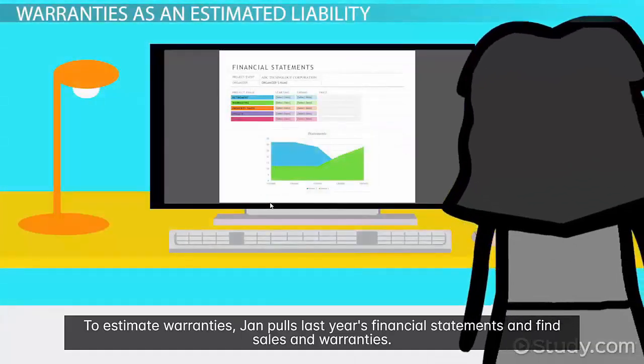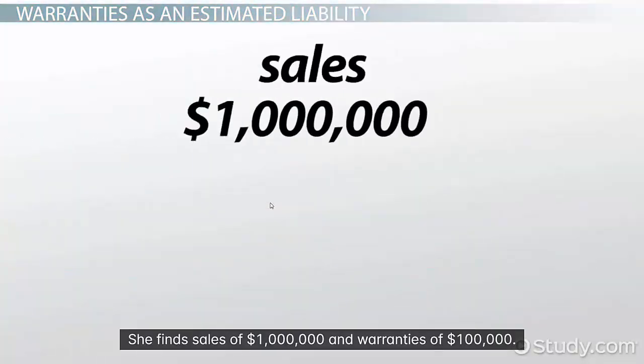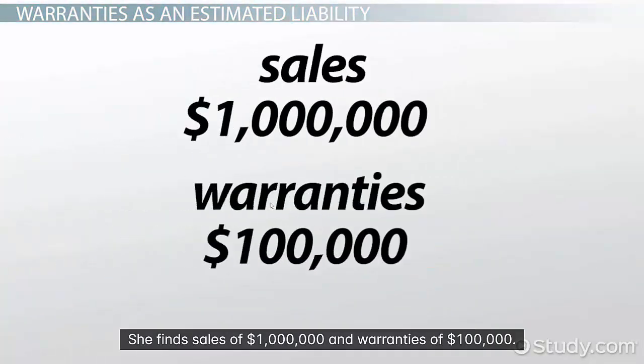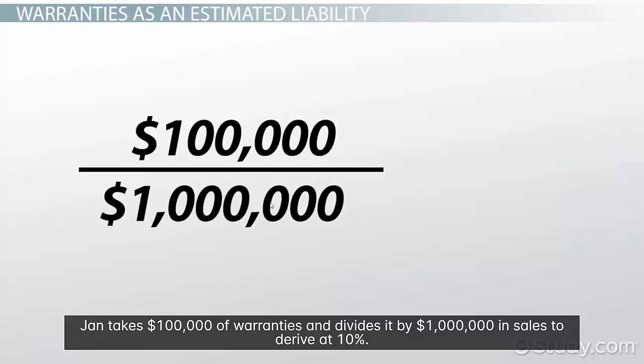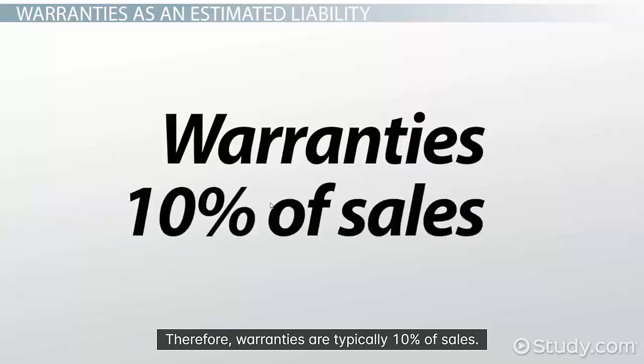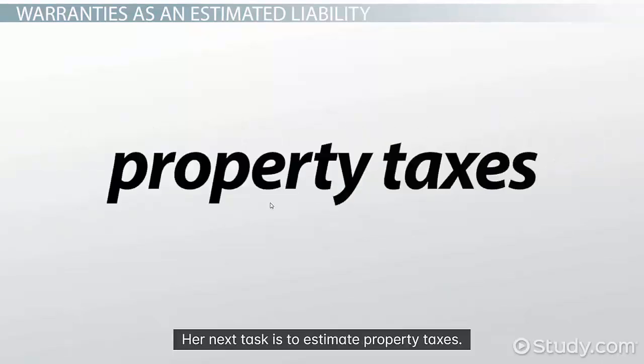To estimate warranties, Jan pulls last year's financial statements and finds sales and warranties. She finds sales of $1 million and warranties of $100,000. Jan takes $100,000 of warranties and divides it by $1 million in sales to arrive at 10%. Therefore, warranties are typically 10% of sales. Jan finds the current sales and multiplies that number by 10% to estimate warranties. Her next task is to estimate property taxes.